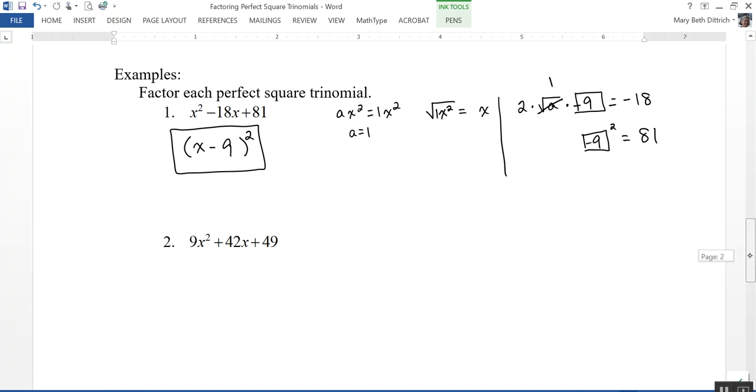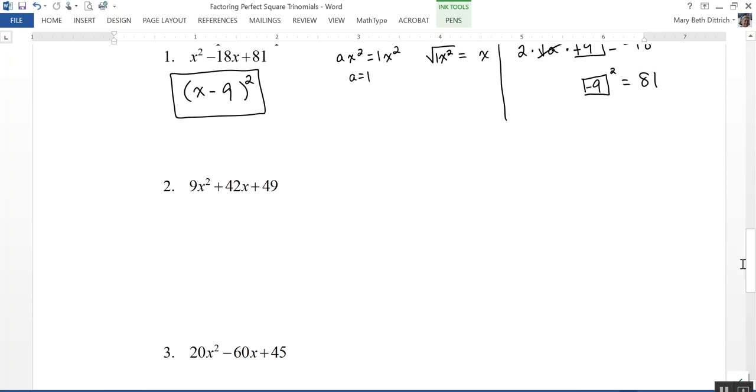Let's try our next one. This one gets a little more complicated because you'll notice that this is 9x squared plus 42x plus 49. So ax squared in this case is equal to 9x squared. So the first term that's going to go in my binomial is going to be the square root of that. And the square root of 9x squared is 3x. So my first term in here is going to be 3x.